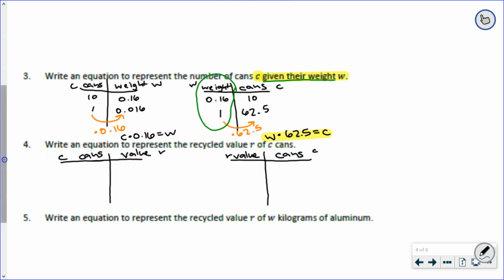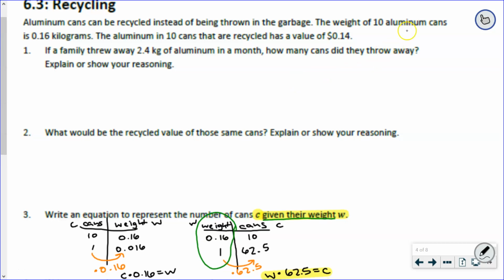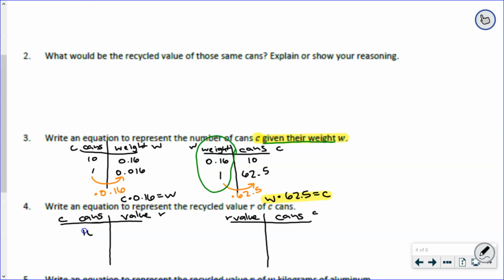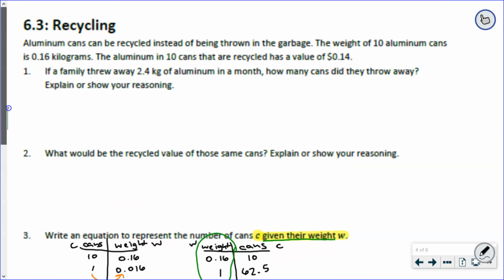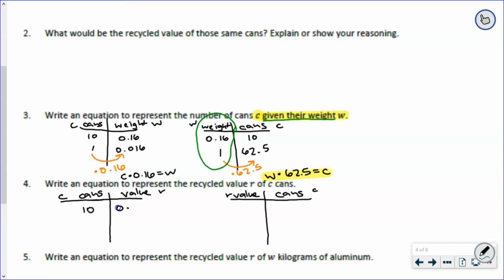Let's look at the original problem for that information to get us set up. The cans, looks like that is 10 aluminum cans. And those same 10 cans, when they're recycled, will bring in 14 cents. That's the recycled value, or R. So that'll be 0.14. And we'll reverse it here in this table.